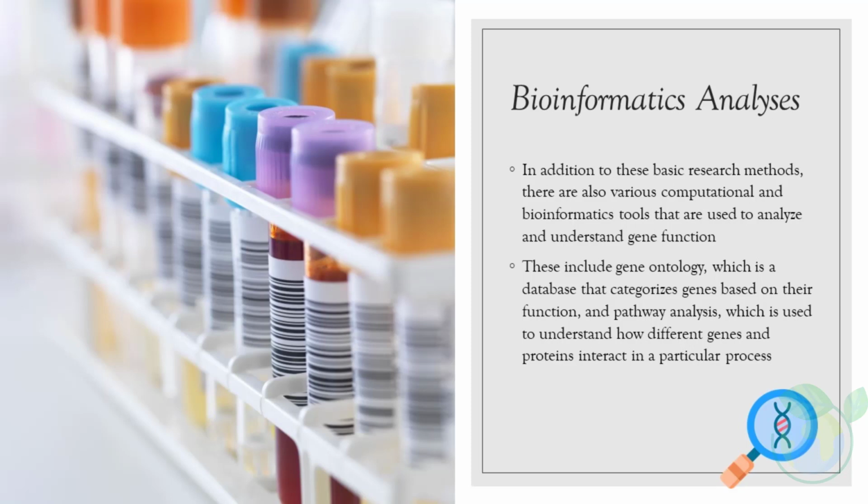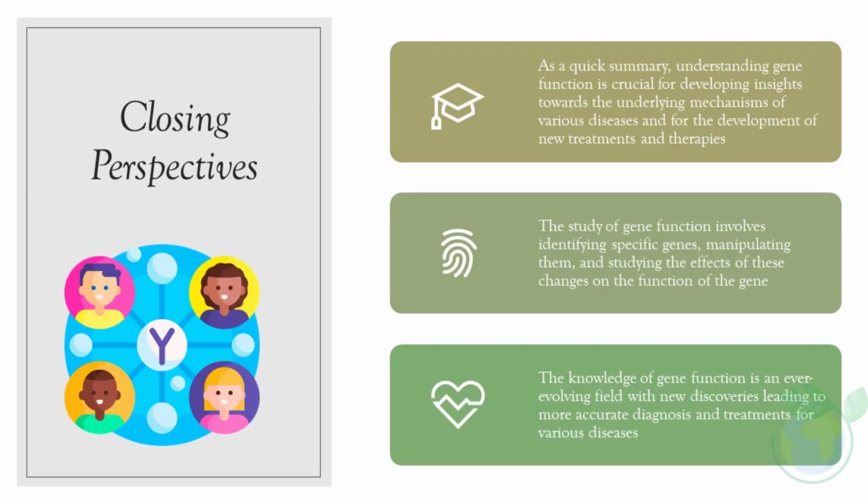Bioinformatics analyses. In addition to these basic research methods, there are also various computational and bioinformatics tools that are used to analyze and understand gene function. These include gene ontology, which is a database that categorizes genes based on their function, and pathway analysis, which is used to understand how different genes and proteins interact in a particular process.